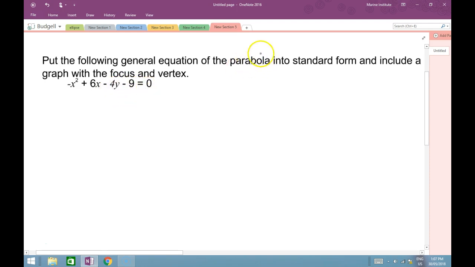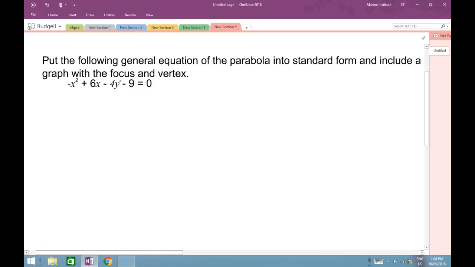If you weren't told it was a parabola, you should just be able to see it's a parabola by recognizing only one of the terms is squared. So the x is squared and the y is not. That's how you can really tell right away that this is a parabola.